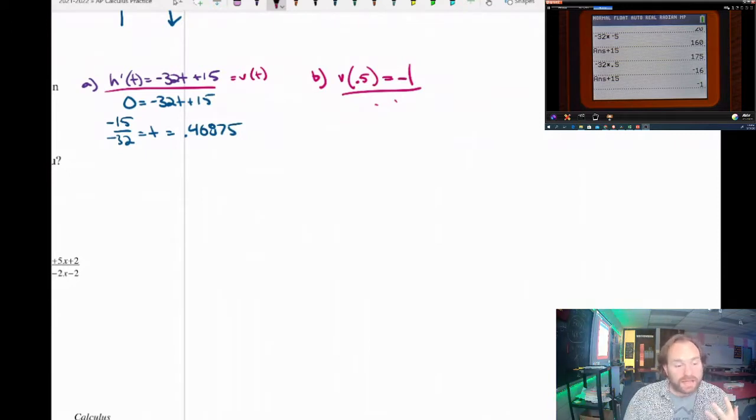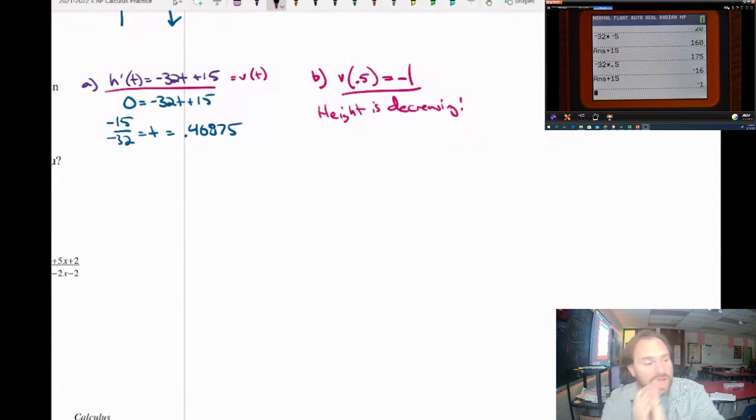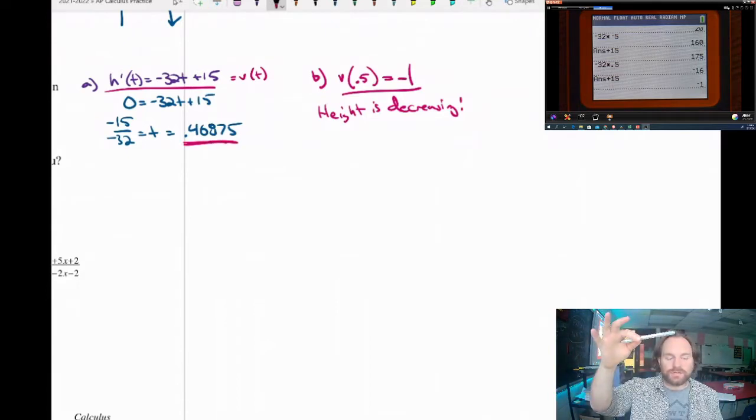Because this is negative, this means that the height is decreasing. It's decreasing by 1 meter per second, which makes sense because 0.5 is just after the time we determined was the maximum height. The height of the ball will increase, hit the top, and then start decreasing. That's kind of why my alarm was going off about that answer.